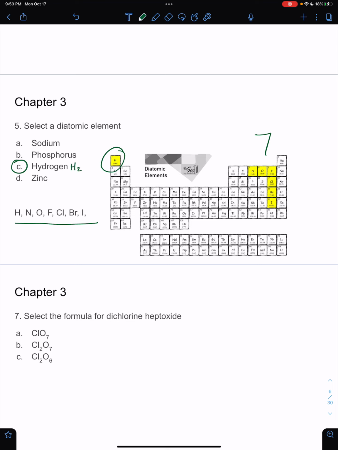So diatomic just means that the element exists in a state like this. Like there's 2 atoms attached to each other. You wouldn't just find one hydrogen atom in nature. It's always H2, N2, O2, F2. So these ones all naturally exist in pairs of 2. Okay.